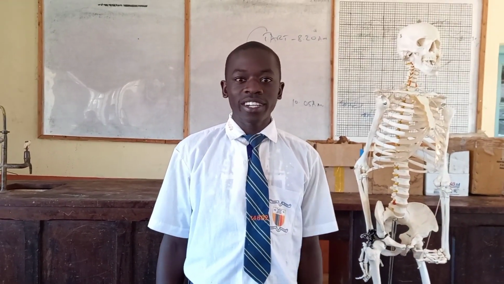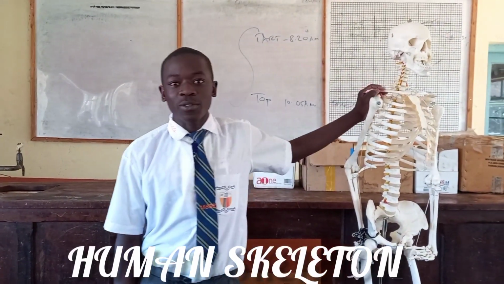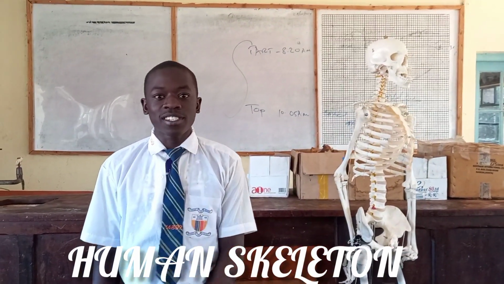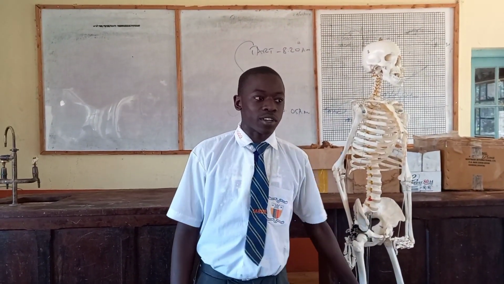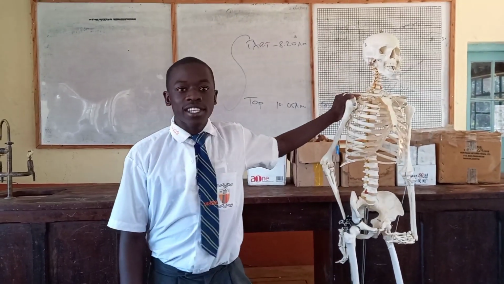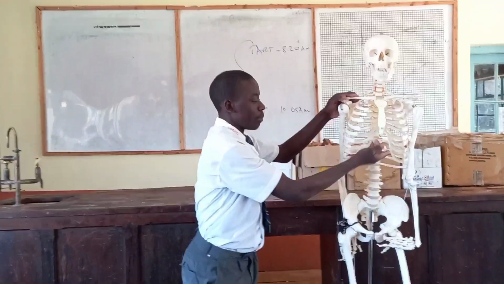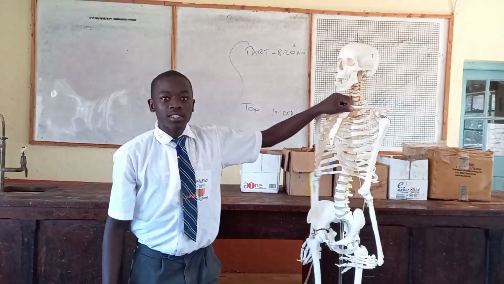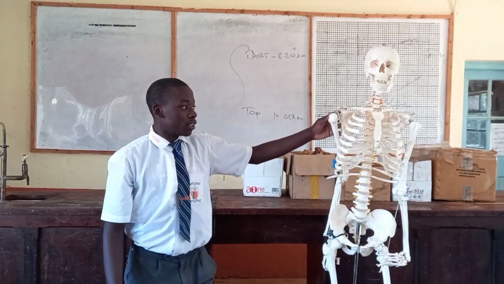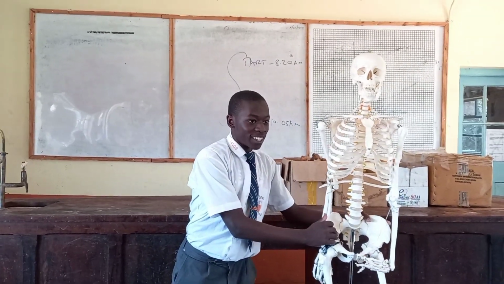My name is Joshua Koinange from Kagumo High School, and I would like to introduce to you the human skeleton. The human skeleton is divided into two parts: the axial skeleton and the appendicular skeleton. The axial skeleton is made up of the skull, the ribs and the sternum, and the vertebral column. Then we have the appendicular skeleton, which is composed of the pectoral girdle and the pelvic girdles.